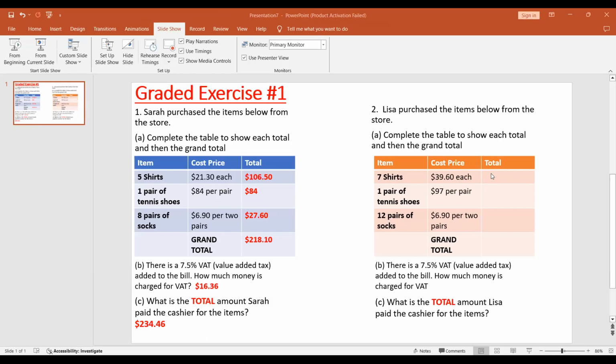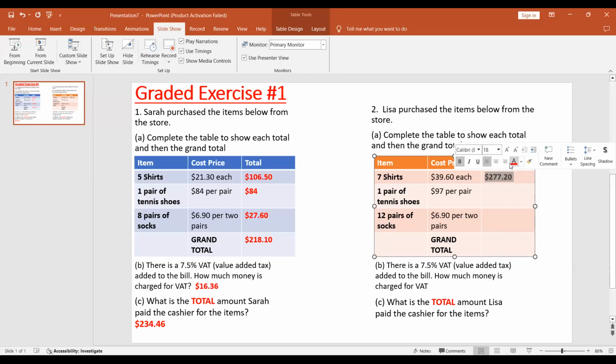Okay, what we got for 7 shirts? $277 and what? 20 cents. Very good. How many persons got that? I did. Very good. For this one, it's going to be 97 because there's only 1 pair of tennis shoes.